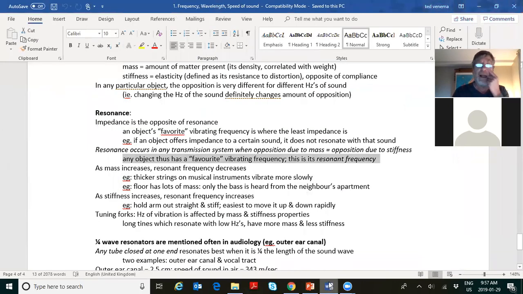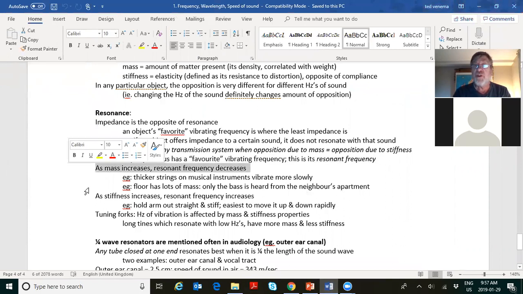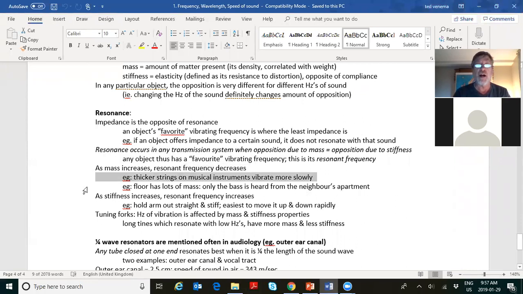But enough on that. Let's just kind of say, as mass increases in an object, its resonant frequency goes down. Thicker strings on a guitar vibrate more slowly. A floor has lots of mass. Only the bass is heard from the neighbor's apartment. As stiffness of an object increases, its resonant frequency increases.